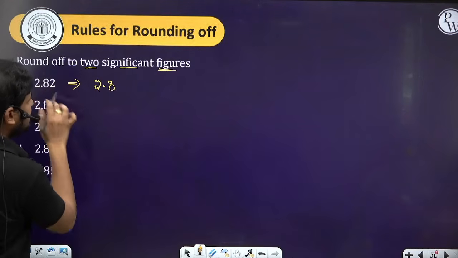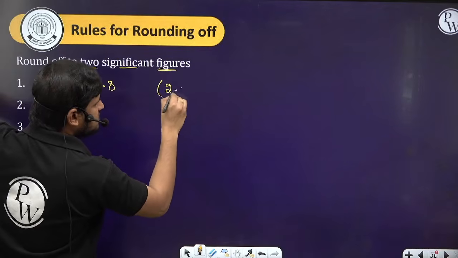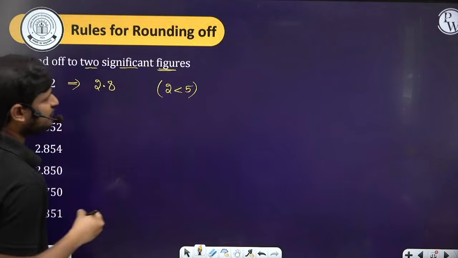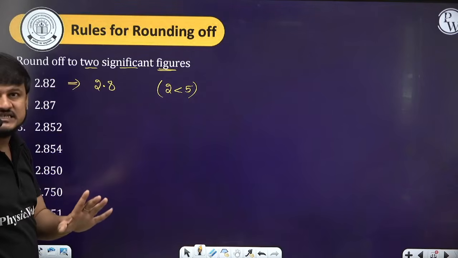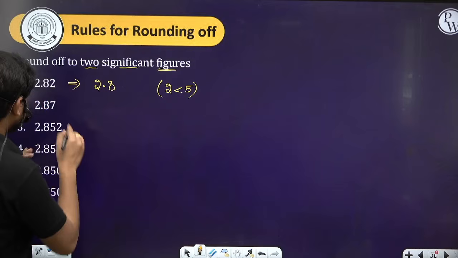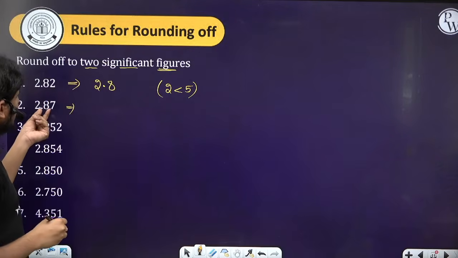So where 2 is less than 5, the third significant figure is less than 5. So then the second significant figure stays as it is. Okay. So then the next one, 2.87.